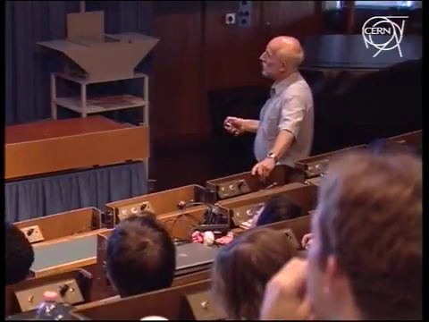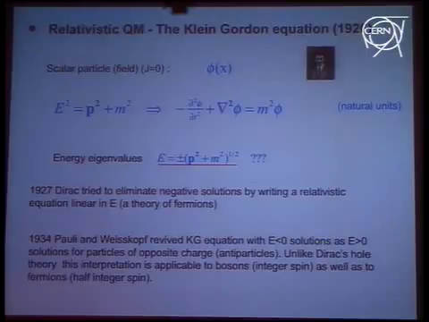Unlike Dirac's whole theory, which is this filled sea of negative energy states, this interpretation is applicable to bosons, i.e. integer spin 0, spin 1, as well as to fermions, spin 0, spin a half, spin 3 halves. So this is what we will come to understand, this Pauli-Weisskopf reinterpretation of the negative energy states.